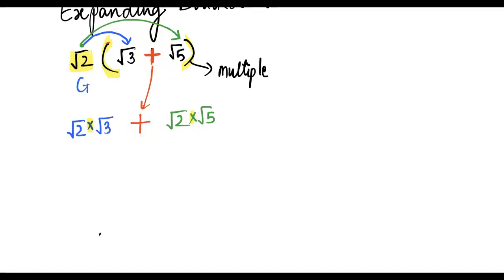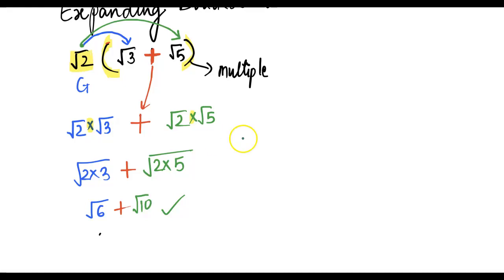Now let's solve it. We know multiplication goes under the root, so it would be root 2 times root 3. Copy down your plus, and under the surd, root 2 times root 5. Now we're going to get root 6 plus root 10, and this is our answer, right? So what we did is take our term and let it meet all the members over there.